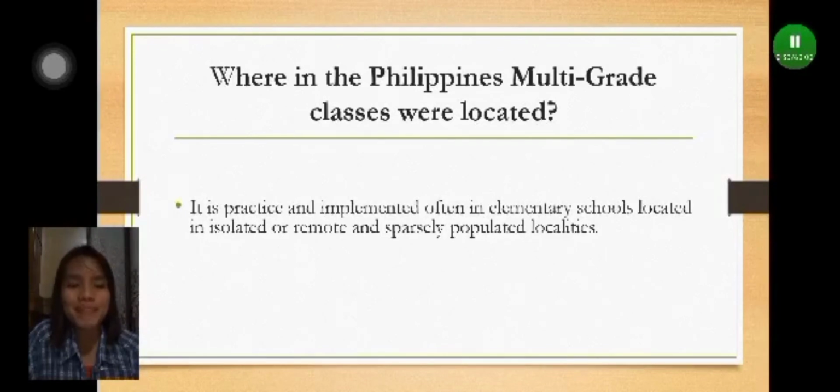Where in the Philippines were multi-grade classes located? It is practiced and implemented often in elementary schools located in isolated or remote areas and sparsely populated localities. Based on the 2019 review of the current situation and practices of multi-grade schools in the Philippines, there are 8,379 multi-grade schools out of 38,911 public schools in the Philippines. And Eastern Visayas has the most multi-grade schools in the Philippines.